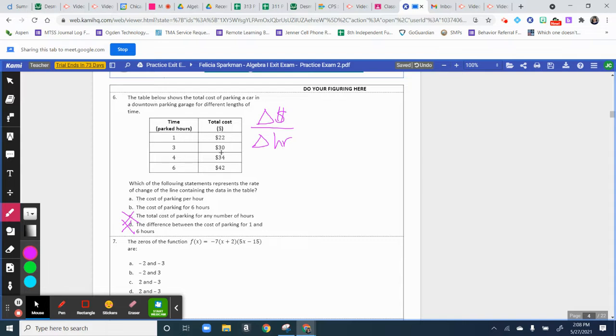When we find the rate of change, what would we find? Would we find the rate for 1 hour or do we find the rate for 6 hours? When you're finding rate of change.